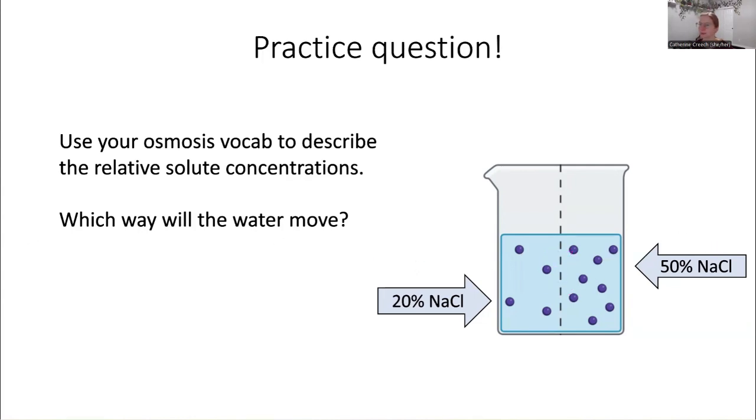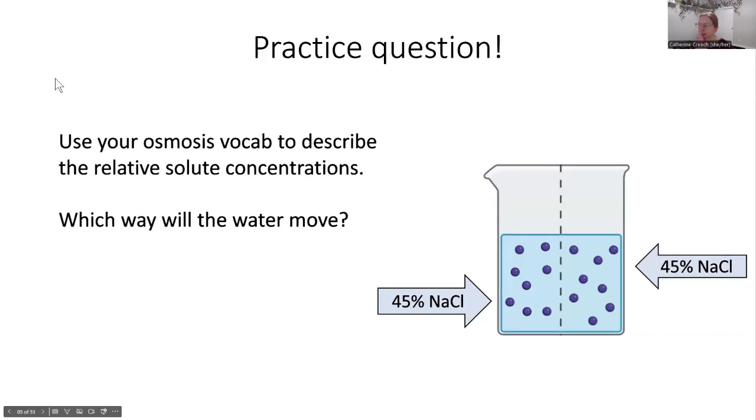Let's practice the next one. Use your osmosis vocab to describe the relative concentrations. So identify what they are and then which way the water will move. Our solute concentrations are the same, which means they're isotonic. Because they're isotonic, the water will move equally in both directions. So it'll move both ways.